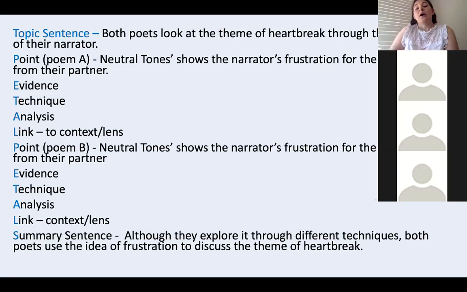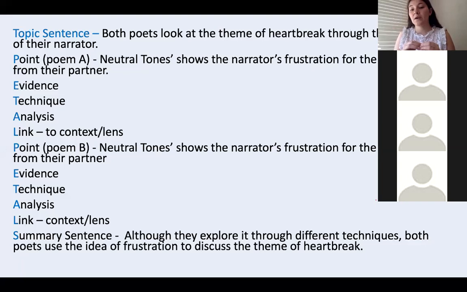Now, a lot of people forget this as well, but you have to remember that the examiners are looking for some kind of link to context, meaning, can you link the narrator's frustration to some kind of frustration that he felt in his real life, that the poet felt in their real life? So maybe the poet wrote this poem and showed his frustration because actually he had a lot of frustration in his own marriage, which wasn't working out, which might be why he created this poem in the first place.